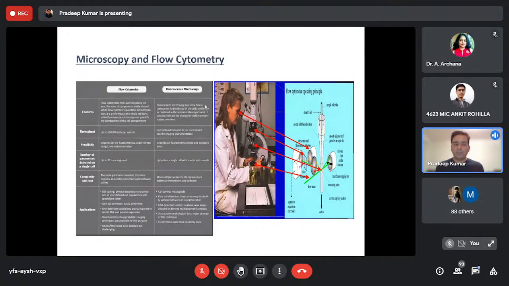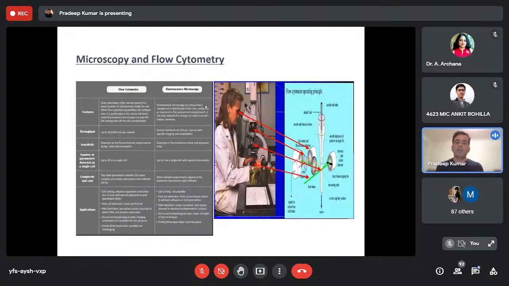The prime requirement of flow cytometry is that you need to first prepare a single cell suspension. If you're taking a tissue, like a cancer tissue, you need to first homogenize it, make a single cell suspension out of it, and then you can run it in the flow cytometer.